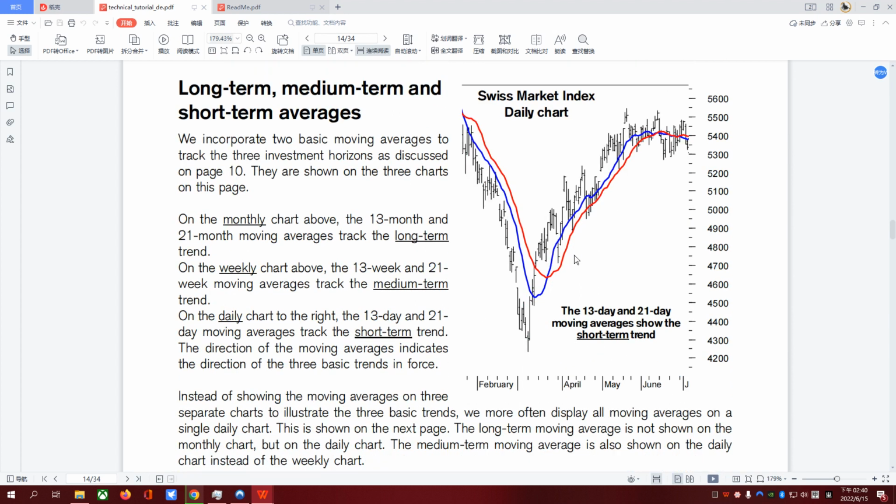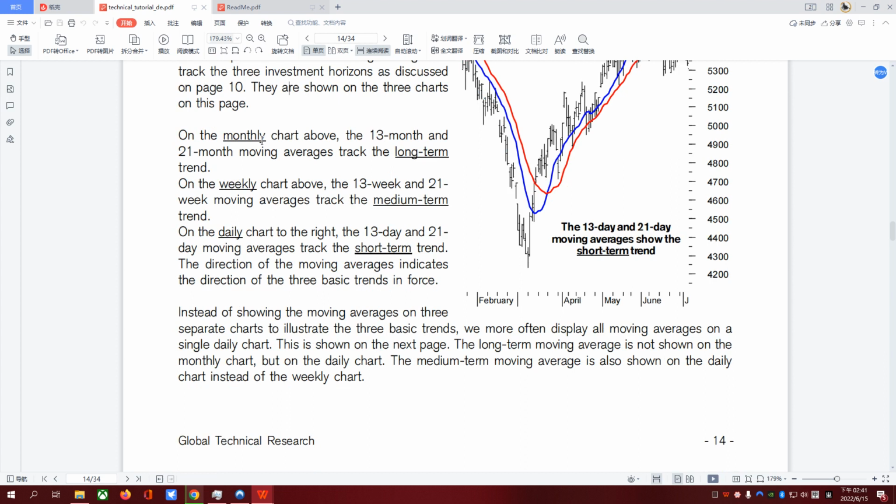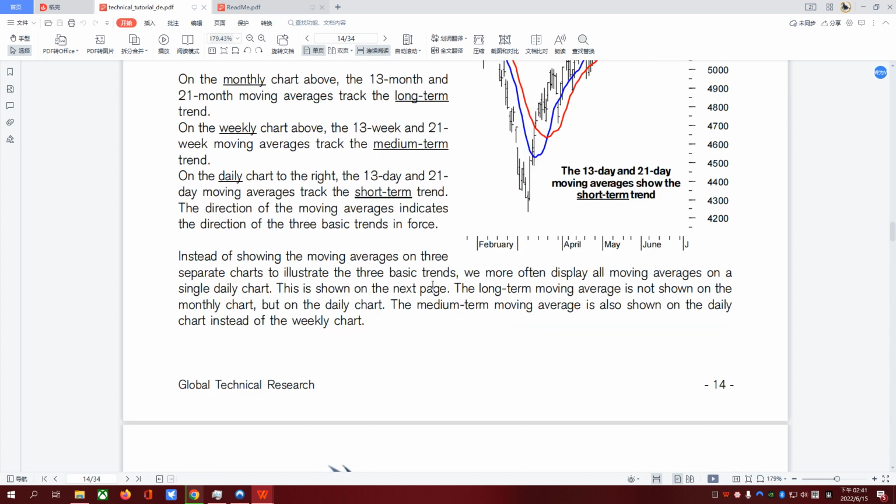Okay, so here is the Swiss Market Index daily chart. As you can see, this is a shorter time frame because this is 13-day and 21-day moving averages. So we can incorporate 2 basic moving averages to track 3 investment horizons. Okay, so this is the chart.